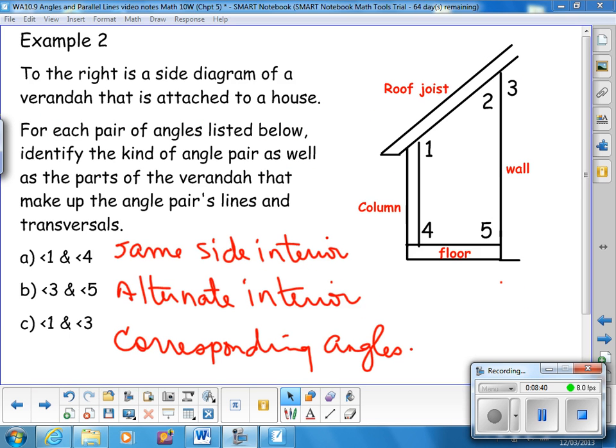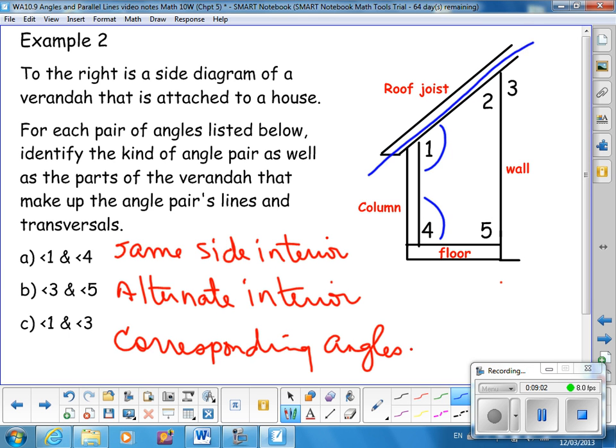To the right is a side diagram of a veranda that is attached to the house. For each pair of angles listed below, identify the kind of angle pair as well as the parts of the veranda that make up the angle pairs, lines, and transversals. So angle 1 and angle 4 are same side interior because this line and this line are the lines and this one is the transversal.